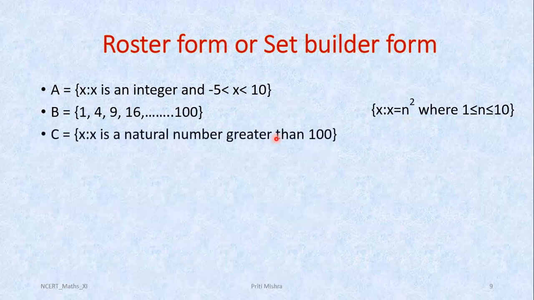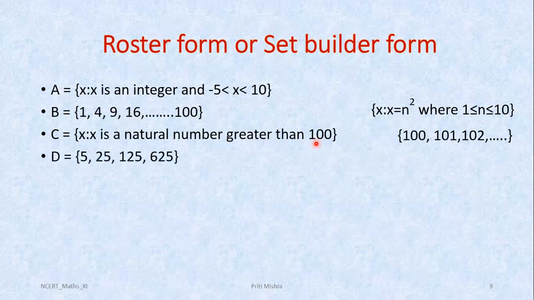Let's have another example. We are having another set C, x such that x is a natural number greater than 100. Just list all the numbers which are greater than 100 in order to write it in roster form. So how will you write it? Just within curly braces, write 100, 101 and so on.